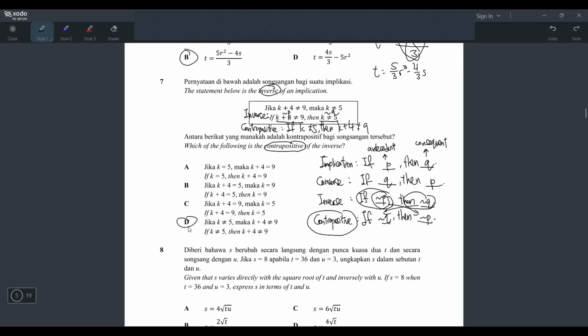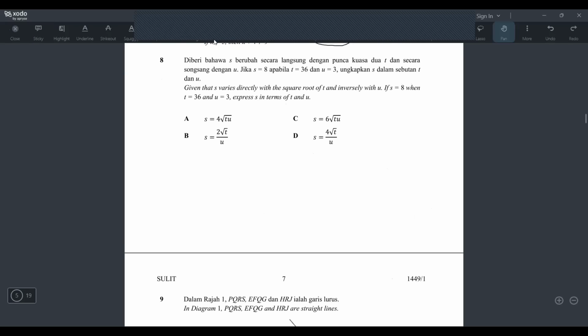So it means we just have to hafal all this lah. So inverse is if not P then not Q. To get contrapositive, you kena if not Q dulu. That is why the K not equals 5 have to tulis depan. K plus 4 not equal 9, tulis belakang macam tu. Okay, that's the answer. Number 8, given that S varies direct, okay, definitely variation question.